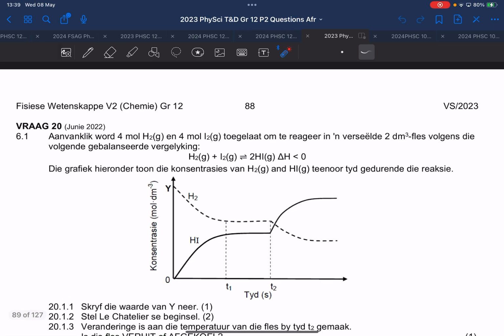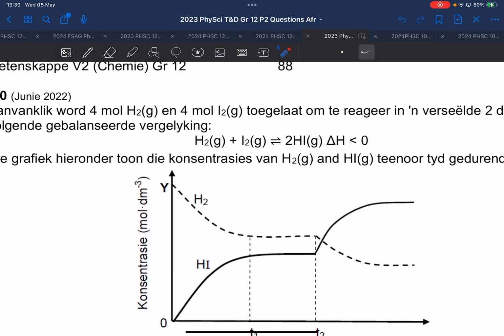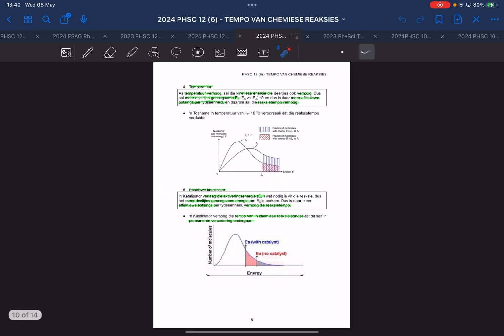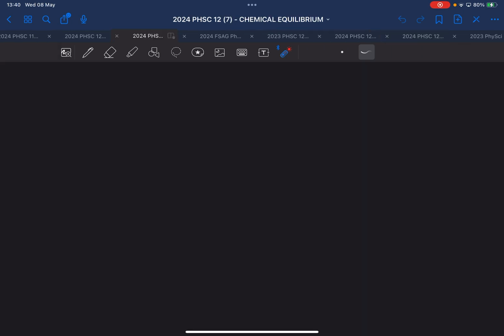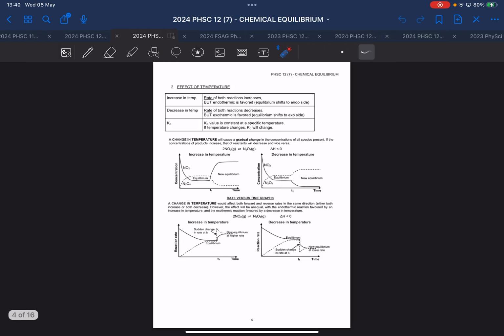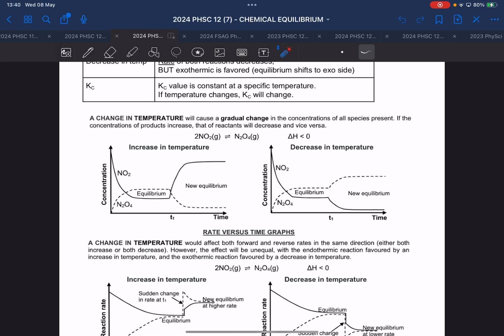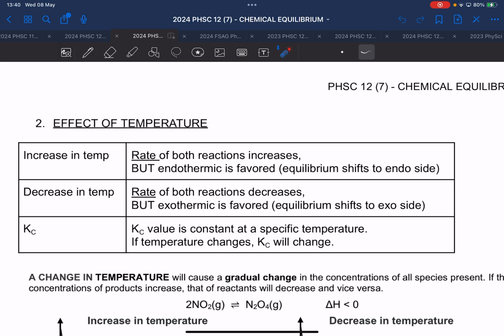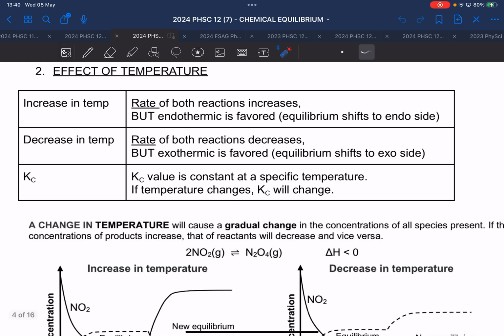For example, they give you a graph and they give you this. What does this mean? Now we are talking about our temperatures, so we are going to talk about exo and endothermic reactions. If they give us this in a reaction, delta H is smaller than 0, it's an exothermic reaction, first of all.